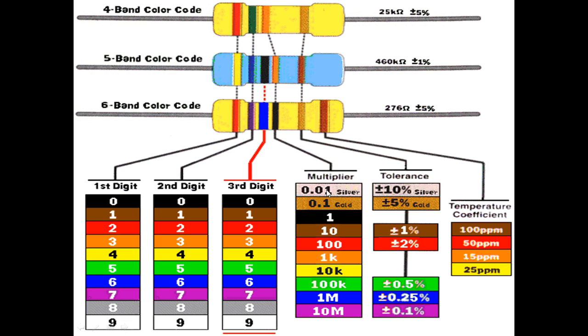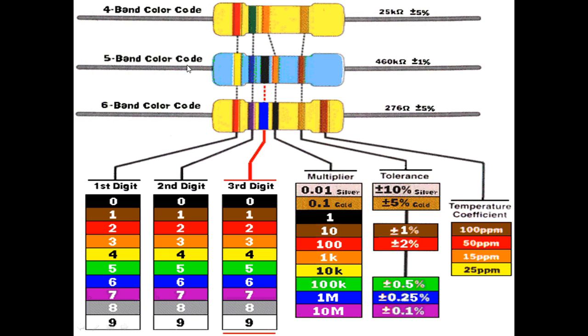Its value is 1 kilo ohm. That is, we multiply the first two digits with 1k. Then the fourth band is the tolerance. Its value is plus or minus 5%. So in total, the value for the four-band resistor is 25 kilo ohms plus or minus 5%.